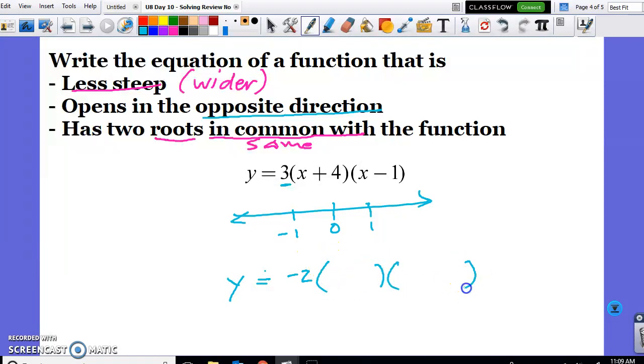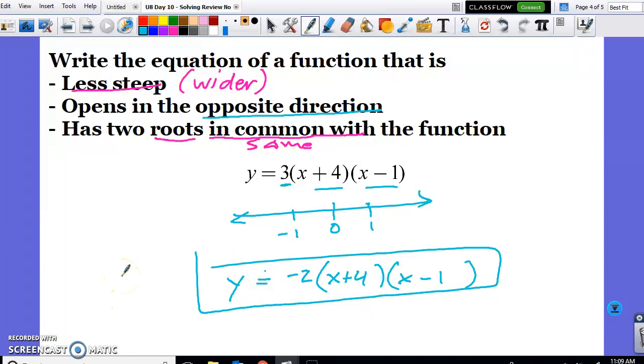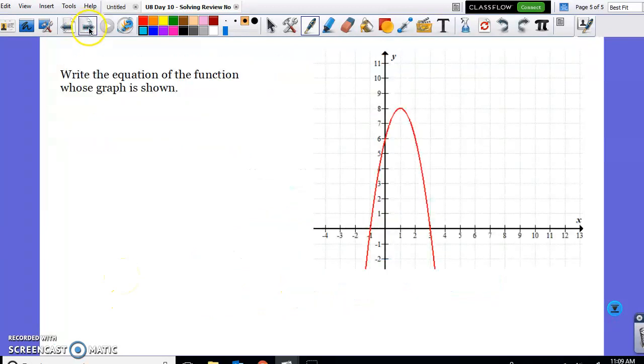Now for the factored form, they have to have the same x-intercepts. So to get the same x-intercepts, the factors have to be the same. Because remember, to get the x-intercepts, I let the factors equal 0. So if I want the same roots, I want the same factors. And there, I'm done. And there's several different correct answers for this one, depending on what you chose for a.